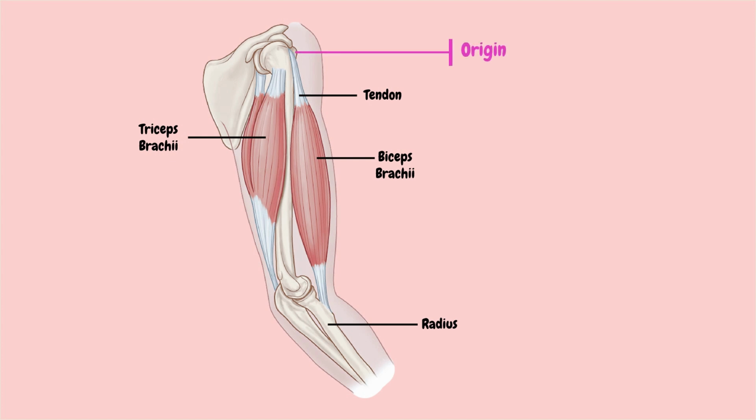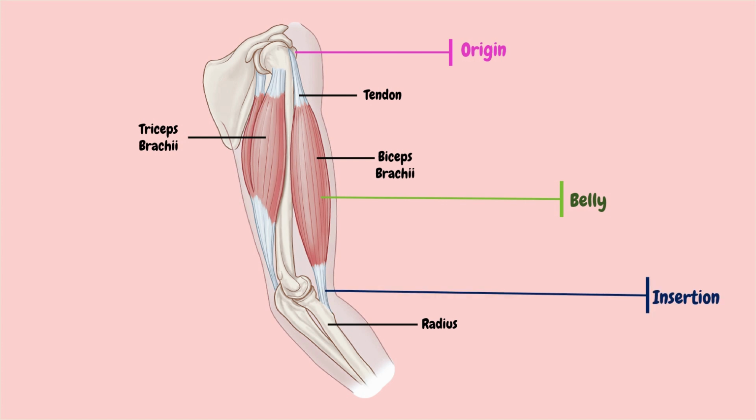The origin refers to the end of the muscle that attaches to the more stationary bone. For example, the origin of the biceps brachii is the scapula, which is relatively immobile. The belly is the thick midsection of the muscle.